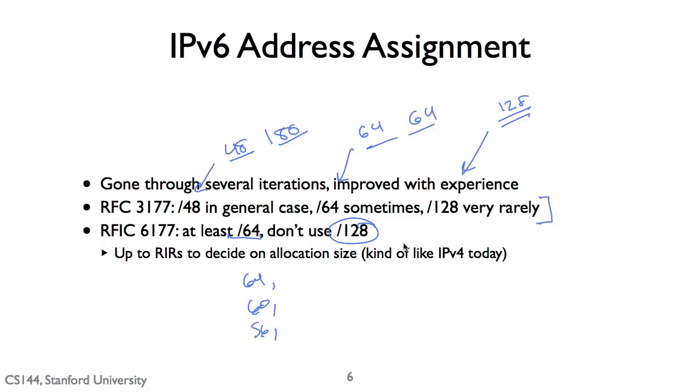And then kind of like how with IPv4, when you go to a regional internet registry and ask them for a block of addresses, they're going to ask you how many, and they're going to make a decision as to whether, if you ask, say, for a /23, you really need that number of addresses. In this case, 512 addresses. In the same way, today, RIRs can decide on the allocation size. So do you get a 64, do you get a 60, do you get a 56, etc.